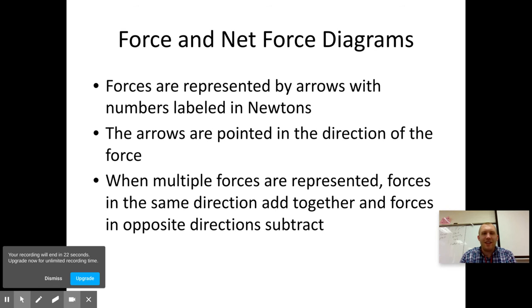There we go. Now we're back to forces. I'm almost out of time, but I'm going to see if I can get through this slide yet. Forces are represented by arrows, which we label with newtons, and the arrows are pointed in the direction that the force is going. Then in the next video, I'll explain how we can use these force diagrams to explain motion.